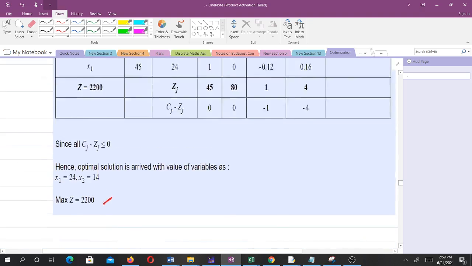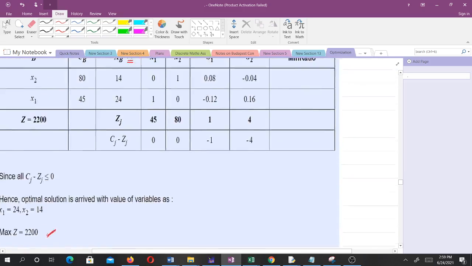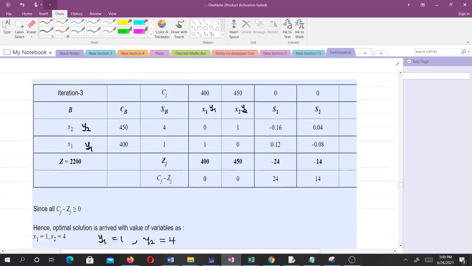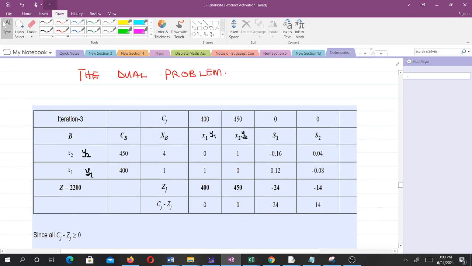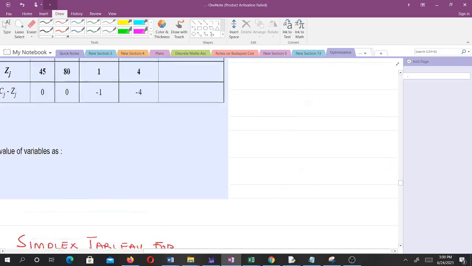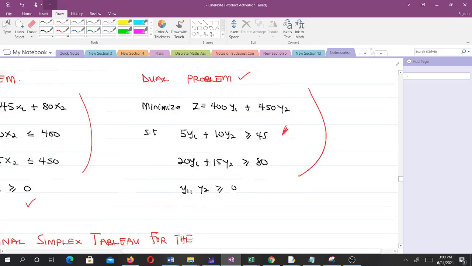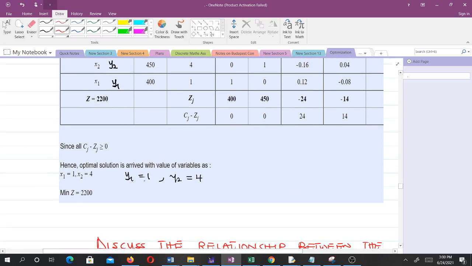And if we solve the dual problem that we have here, this is also going to be the final simplex tableau we have, and that is going to give us y1. Actually, the software I used gave me x instead of y, but we used y1 and y2 here. So wherever you find x1 is y1. That one will give us y1 to be 1 and y2 to be 4. And you see the minimum of z is 2200.